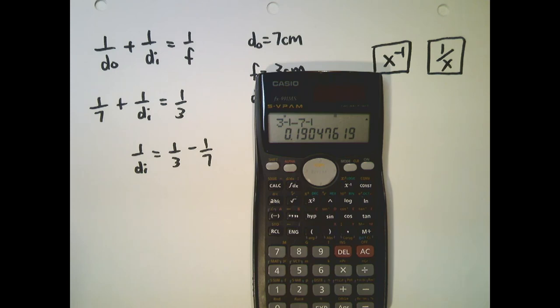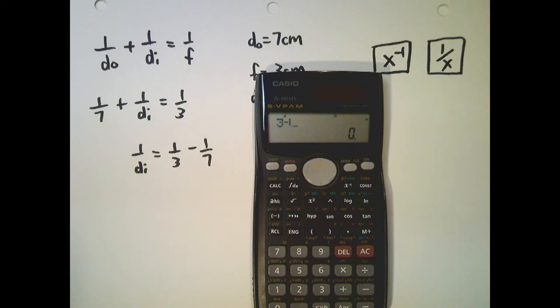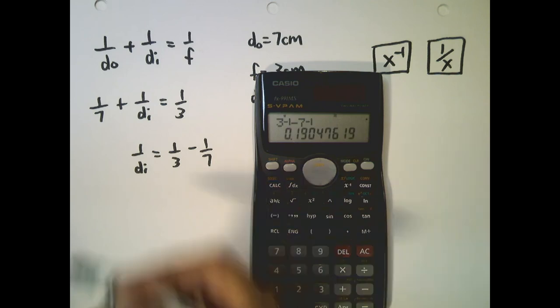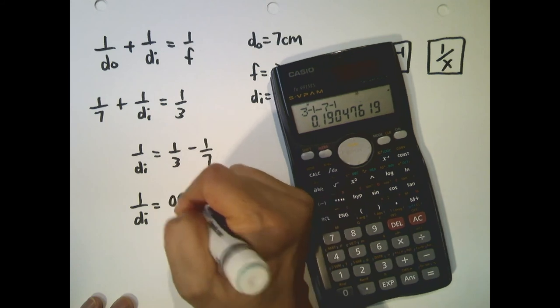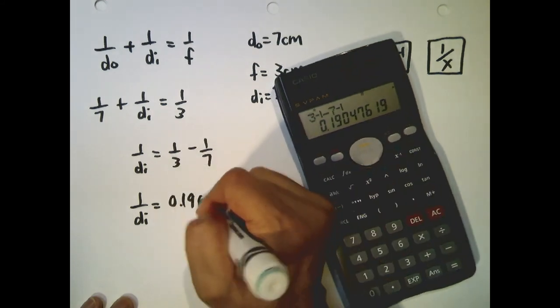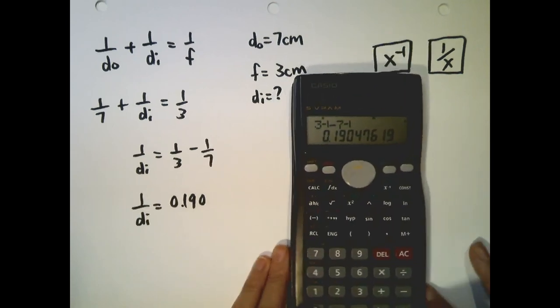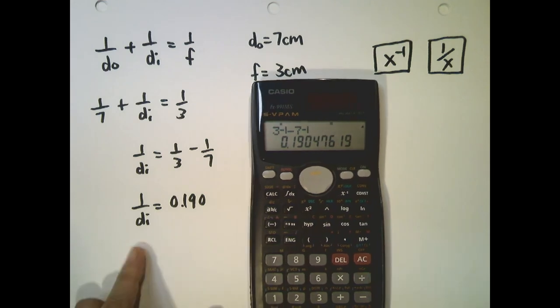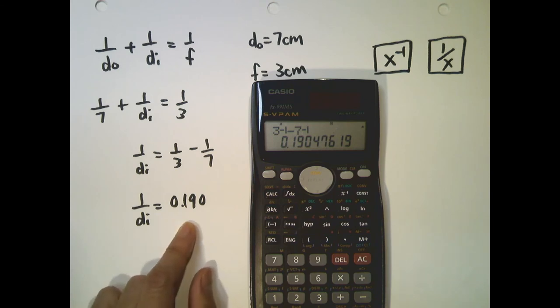Okay? So let's go over that again, just to make sure. So 3 and then inverse, it's called an inverse button, minus 7 inverse equals. Okay, so now I know that 1 over di is equal to 0.190 blah, blah, blah. We'll just keep 3 digits for now. Okay, so far so good? All right, next. This is 1 over di, and it doesn't look like 5.3.